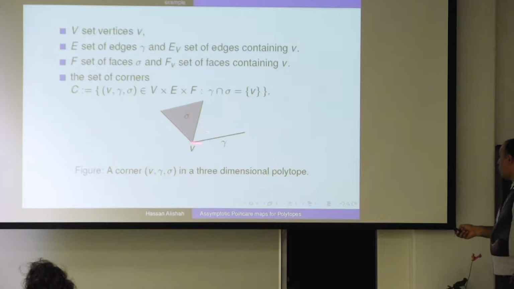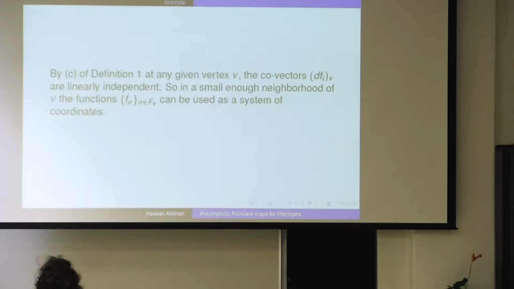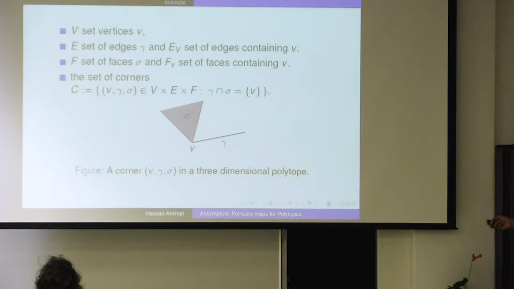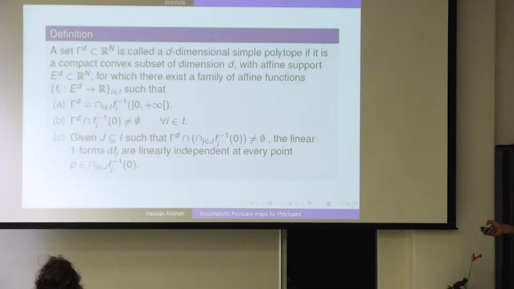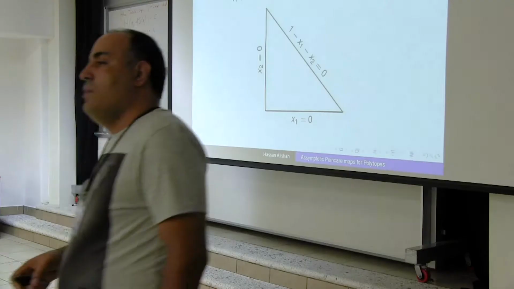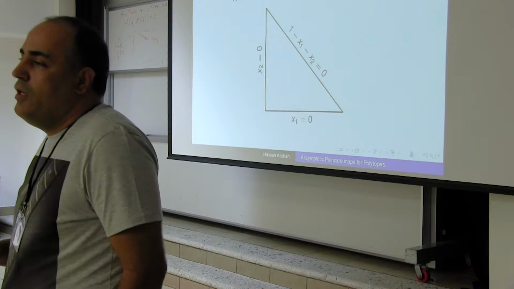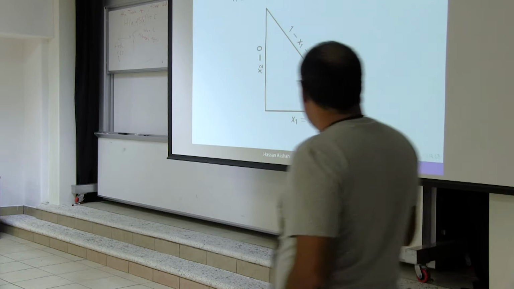As I said, by this linear independence condition, the f's are zero on the faces, so you can see the f's as a coordinate system. Sorry, are the f's necessarily two-dimensional faces, or no? It can be any dimension. So a corner is a vertex, an edge, or a face of any dimension. Yes, that's true. So in two dimensions, you have these f's here: f1, f2, and f3.